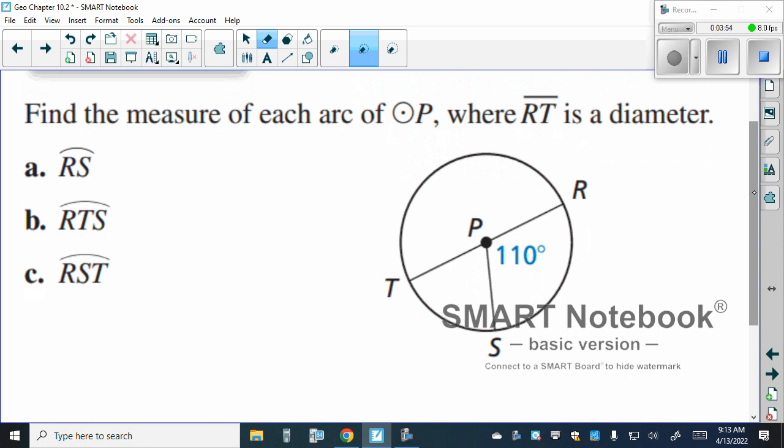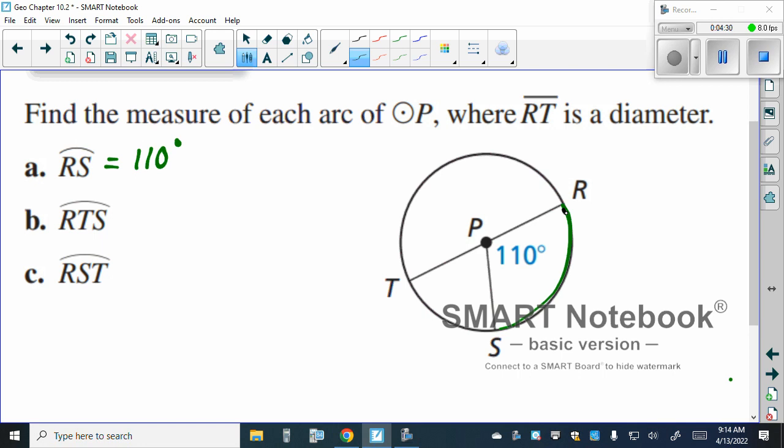Find the measure of each arc on circle P, where RT is the diameter. So, arc RS. From R to S, we're told that its central angle is 110. So that means the measure of arc RS is 110 degrees. And again, since it only gave us two letters, we're going the shortest distance from R to S. Let's look at the next one.